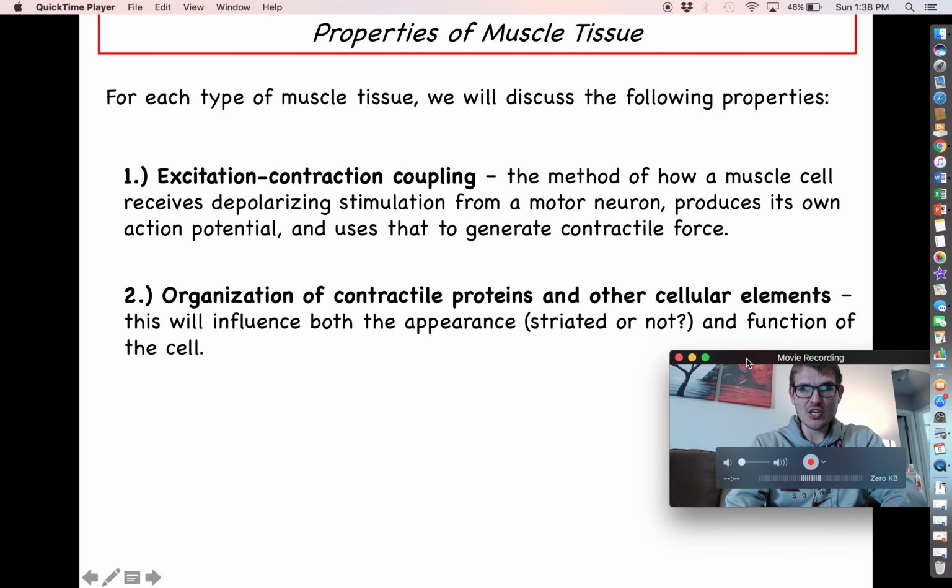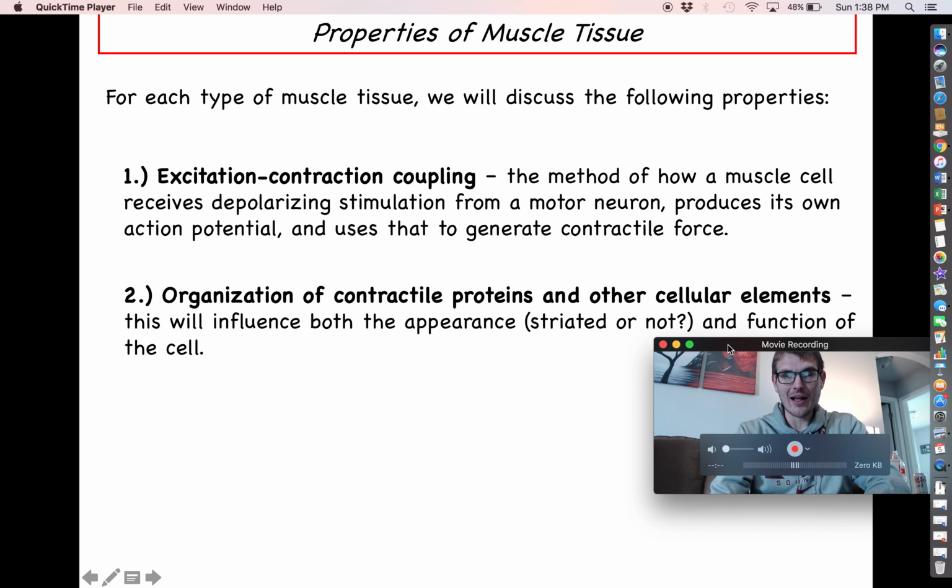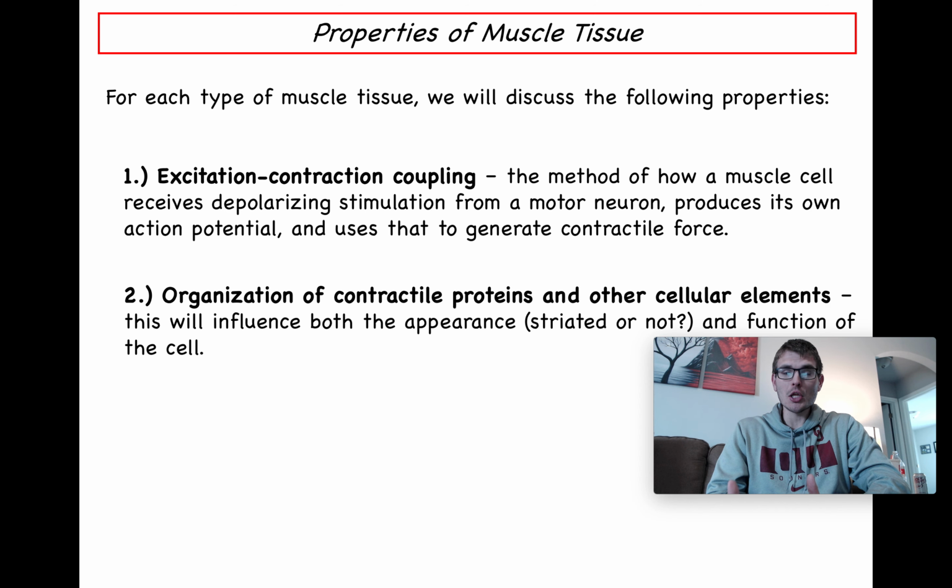So the organization of contractile proteins and other cellular elements. Basically, before we have our discussion on excitation-contraction coupling, we want to get a good idea of what the machinery looks like inside the muscle fiber, that machinery that's going to actually produce the force that we want. This will help us answer questions as to what makes one type of muscle fiber striated and others not, and it'll also help us to appreciate the general function of that particular type of muscle fiber.